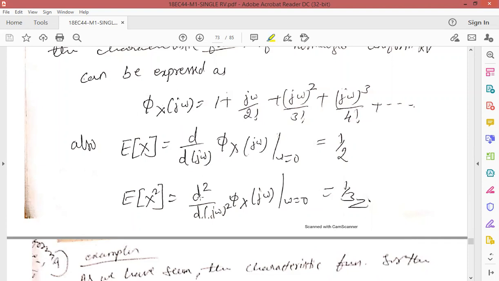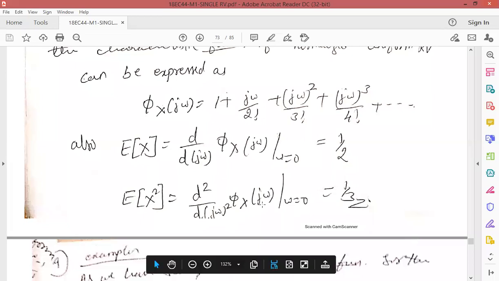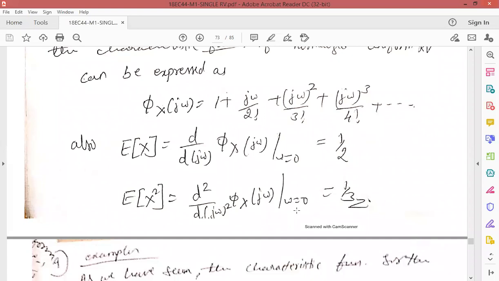So here what we can write, d square by d j omega whole square phi x of j omega with omega is equal to 0. So that you need to remember. Always you need to set omega is equal to 0 when you want to calculate the various moments about the origin. So here this function has to be differentiated twice.